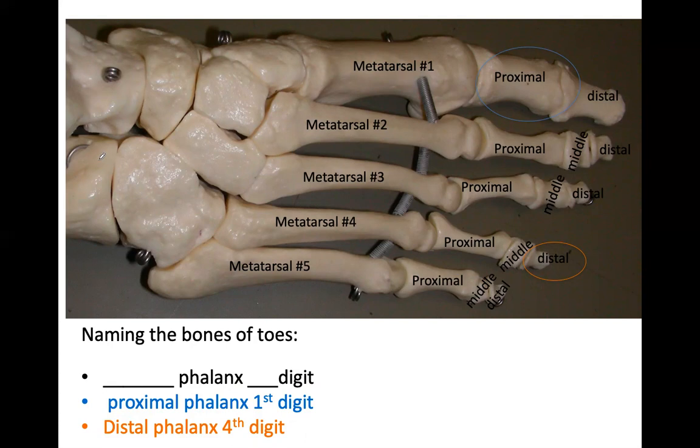One last point that I want to make is that your naming or numbering also starts with your big toe, in this case metatarsal 1, and your pinky would be number 5. The same concept applies to your phalanges. So that's it. We will continue the following lab with the muscular system.